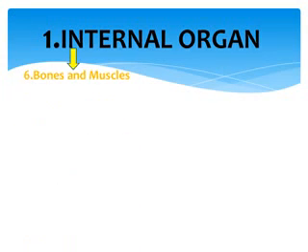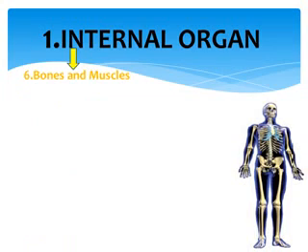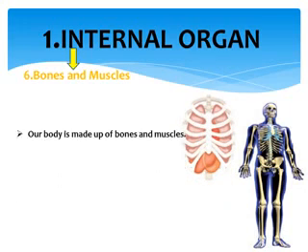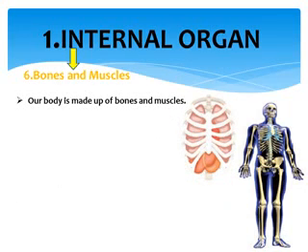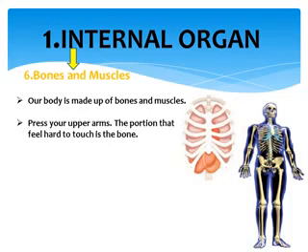Next, again, we're going to see the bones and muscles. So what are the bones and muscles? Our body is made up of bones and muscles. You can see here, this is a body. Our body has a huge number of bones and muscles. You can see all these are bones and muscles.